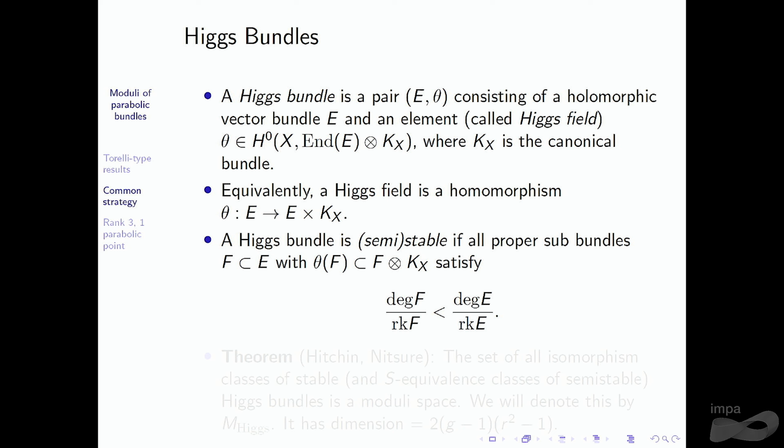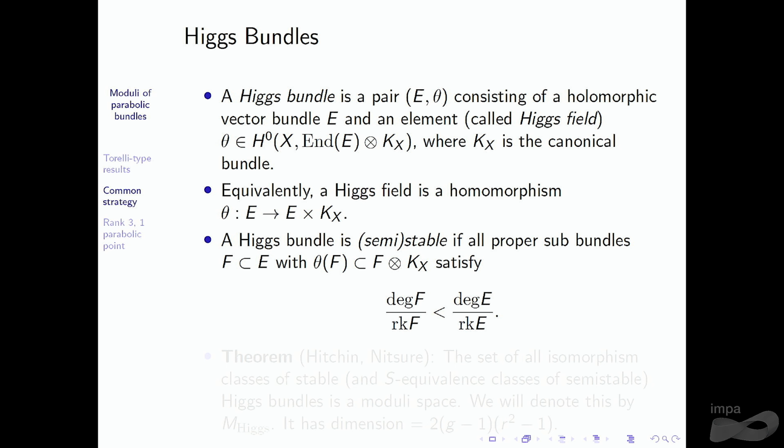Yeah? And I say that a Higgs bundle is semi-stable if for all proper subbundles, I have again that the slope of any subbundle is less than the slope of E. But here, unlike in just the normal vector bundle case, I have to take into account the Higgs field. So these are the ones that are Higgs field invariant. So I need that theta F is contained in here. So for all such bundles, I would need this condition to be satisfied.